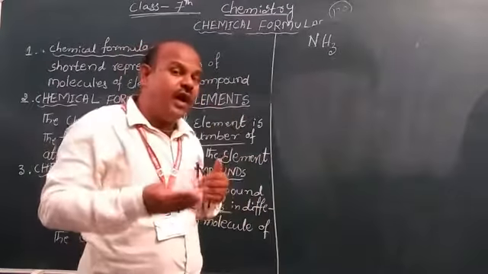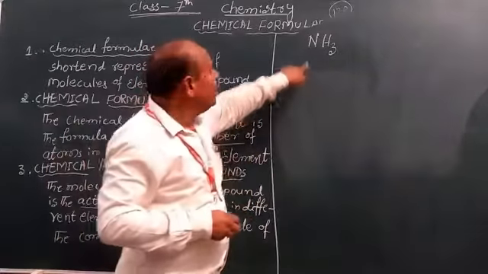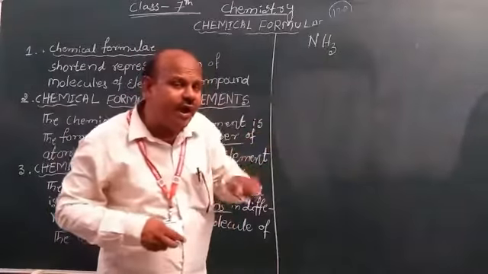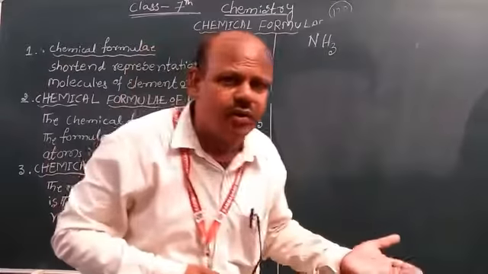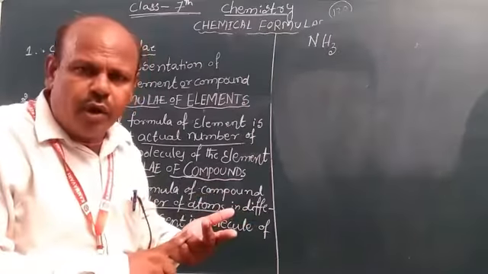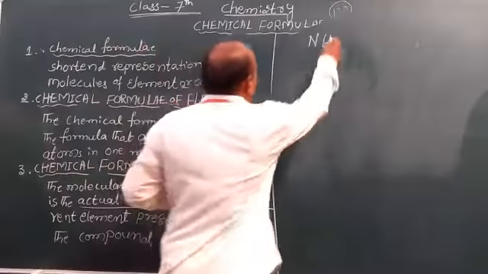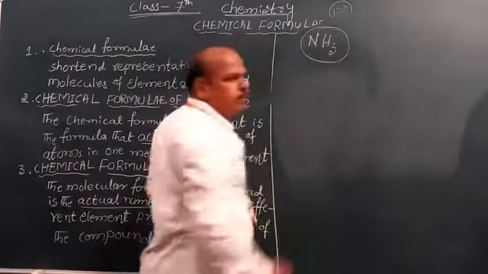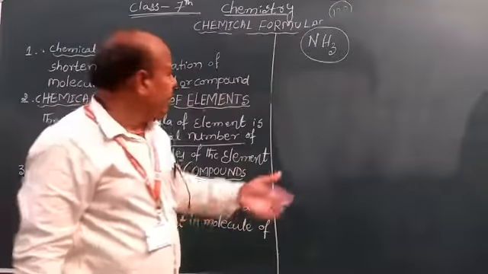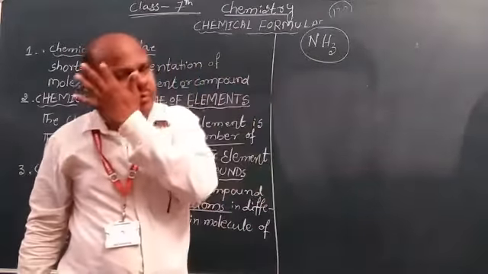We know from the previous class about atomicity, how many atoms are present in a single molecule. In the previous class we learned about monoatomic molecules, diatomic molecules, triatomic molecules, like that. Here, in one molecule of ammonia, how many atoms are present? 3 plus 1, 4 atoms are present.